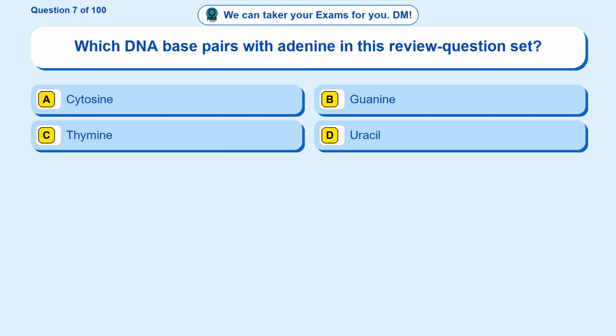Question 7. Which DNA base pairs with adenine in this review question set? Option A, cytosine. Option B, guanine. Option C, thymine. Option D, uracil. The correct answer is option C, thymine.